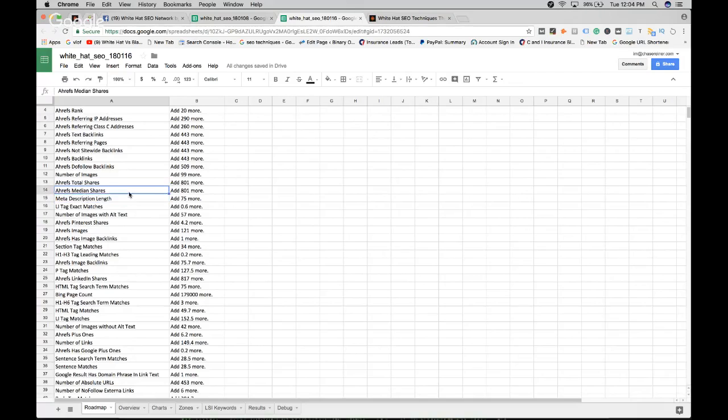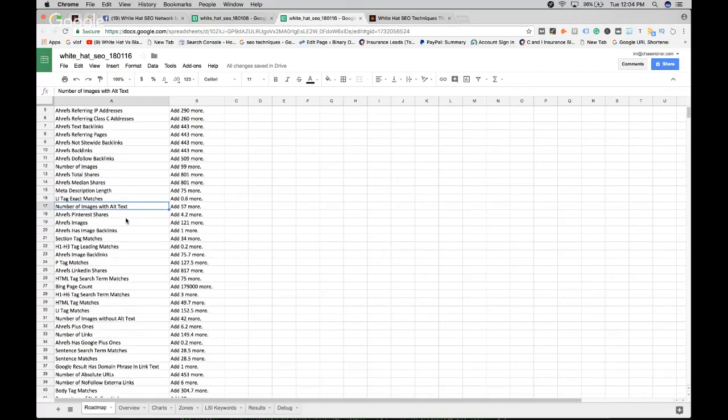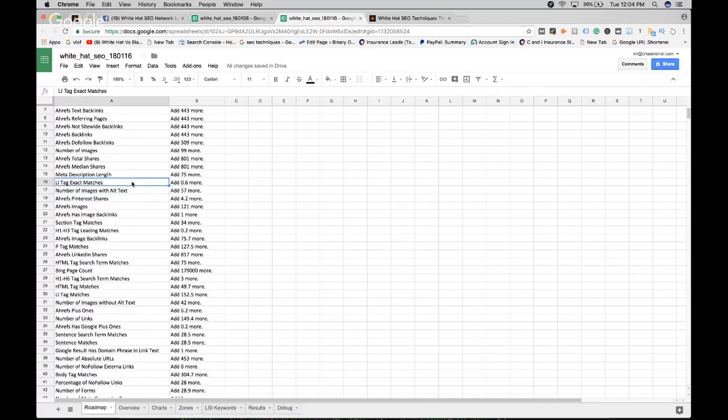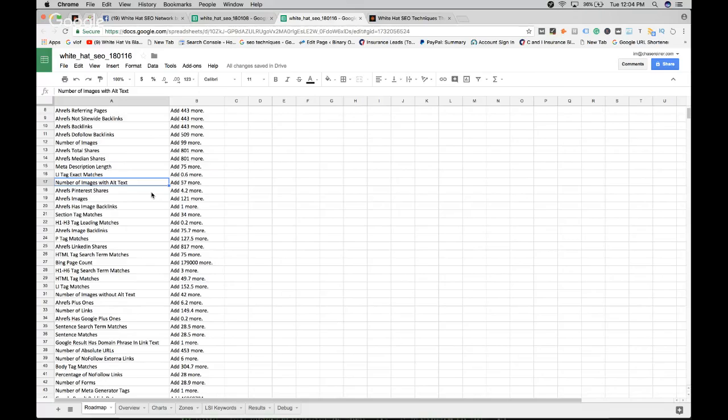And Ahrefs data is weird in that regard. They don't always have different values in those fields, and I'm not sure why. But when the median equals the total, I would consider them both to be the total. Okay. But yeah, that's just a quirk in the Ahrefs APIs, maybe. Gotcha. So yeah, it looks like we fixed the LSI TF matches.